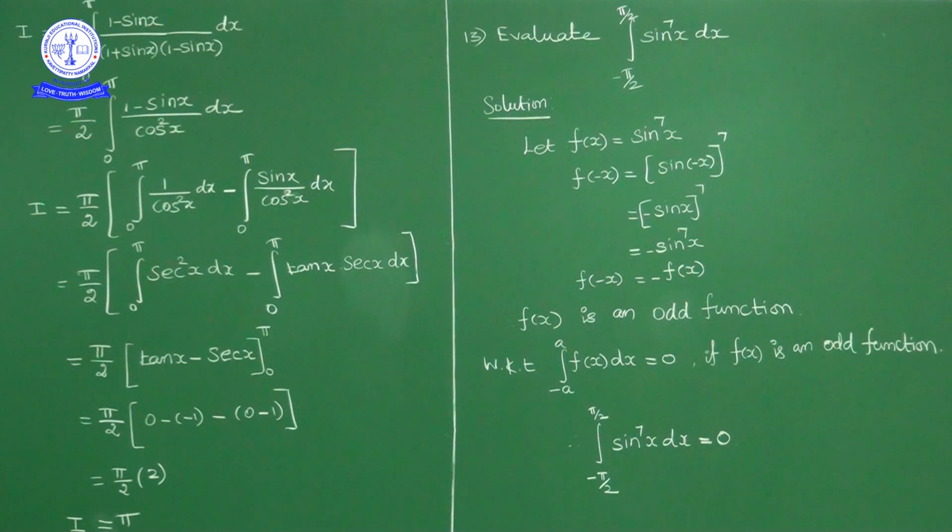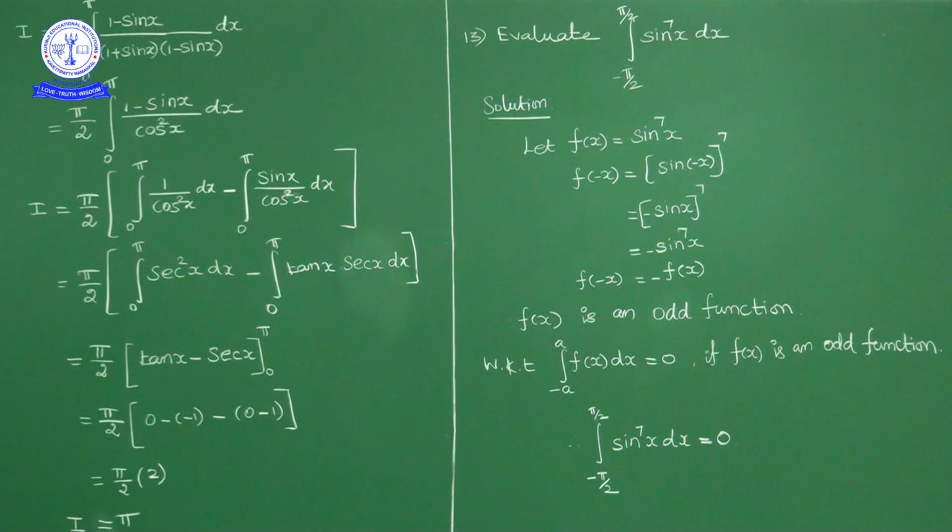Next question. Evaluate integral minus pi by 2 to plus pi by 2 sin power 7x dx. But whenever we have minus a to a, minus pi to pi, minus 1 to 1, check whether the given function is even function or odd function. Okay, what is function here? F of x is sin power 7x. Okay, sin x whole power 7 you can write.